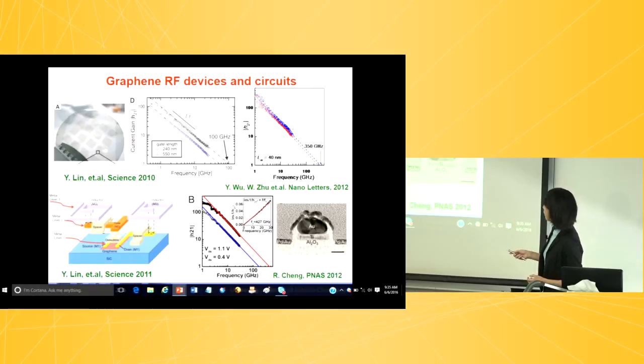In the past few years, a lot of RF devices and RF circuits have been demonstrated, like graphene built on silicon carbide or graphene grown by the CVD method. The highest cutoff frequency that has been demonstrated so far is 427 gigahertz. In addition to individual RF devices, RF circuits have also been built to integrate inductors and capacitors together with the RF device to make amplifiers, all integrated into one chip.